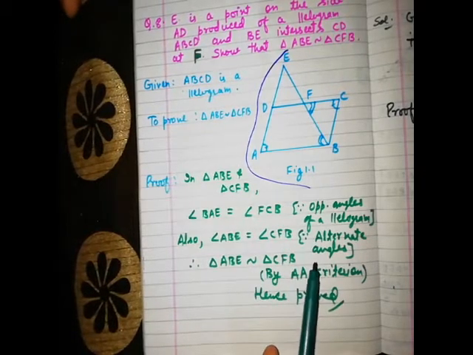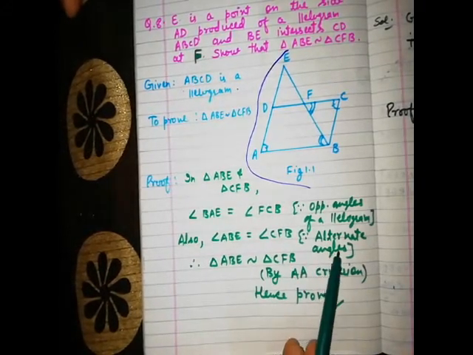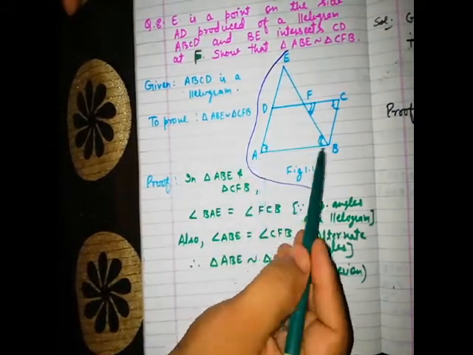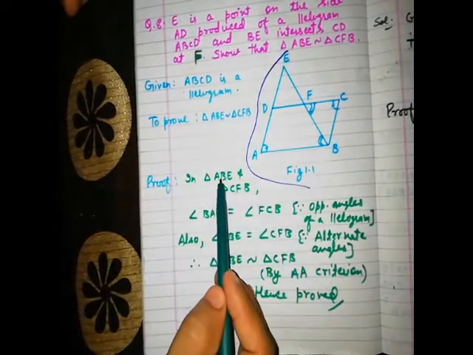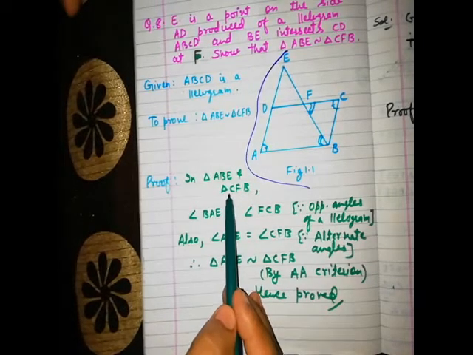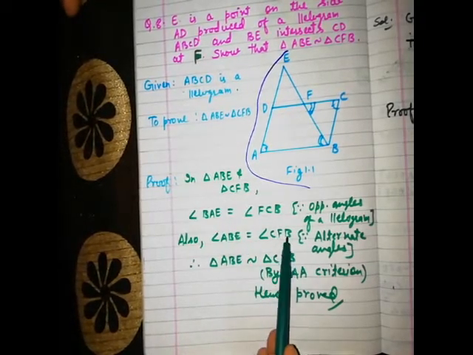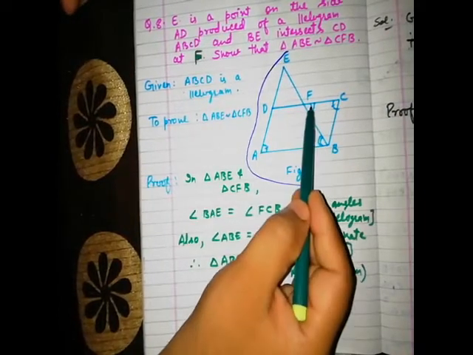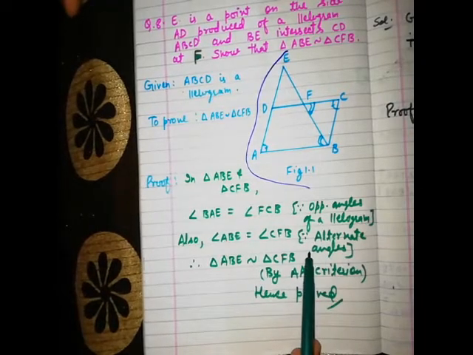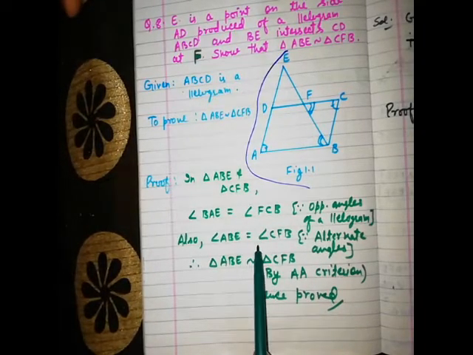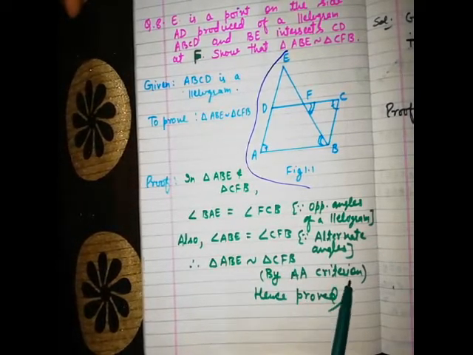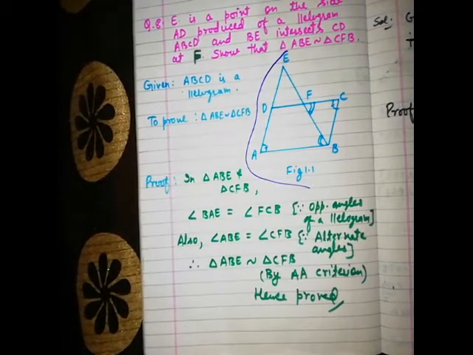Now we will be looking for the second angle, and for the second angle we will be using the concept of alternate angles. In triangle ABE it is this angle and this is angle ABE, means first, second and third letter, and here first, second and third letter will be making angle CFB, this angle, and these are alternate angles. So we will be writing alternate angles in reason, and we got two angles to be equal. So triangle ABE is similar to triangle CFB by AA criterion. Hence proved. This way you have to do question number 8.